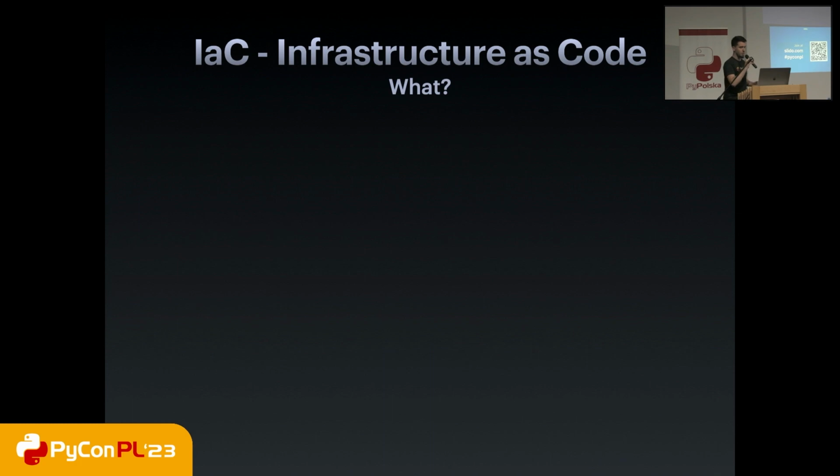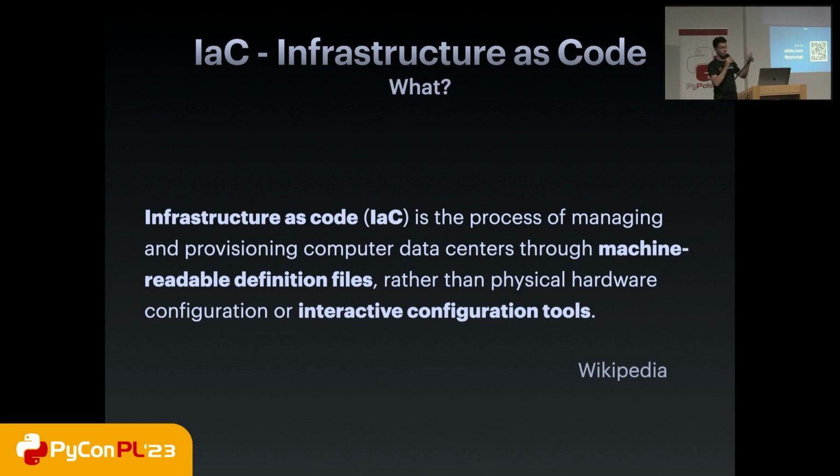Okay, so let's start with what infrastructure as code actually is. Because I'm not very good at giving formal definitions, I basically borrowed the definition from Wikipedia. According to them, infrastructure as code is a process of managing and provisioning computer data centers through machine-readable definition files rather than physical hardware configuration or interactive configuration tools. Okay, that's very formal. What's really important here is that you do not configure the infrastructure yourself by hand, but you rather write some definition files and let some tool do the work for you.